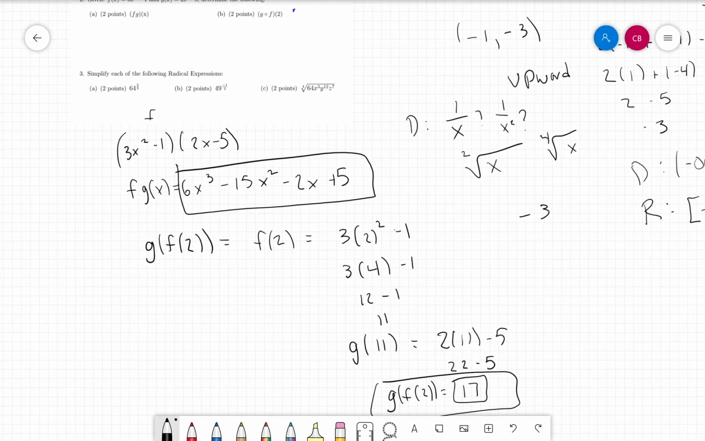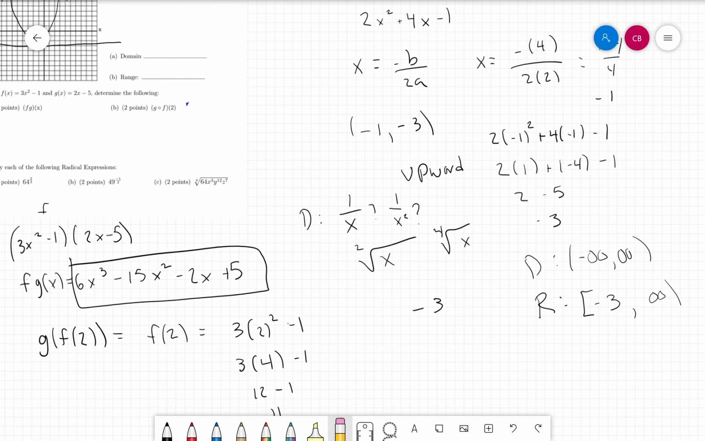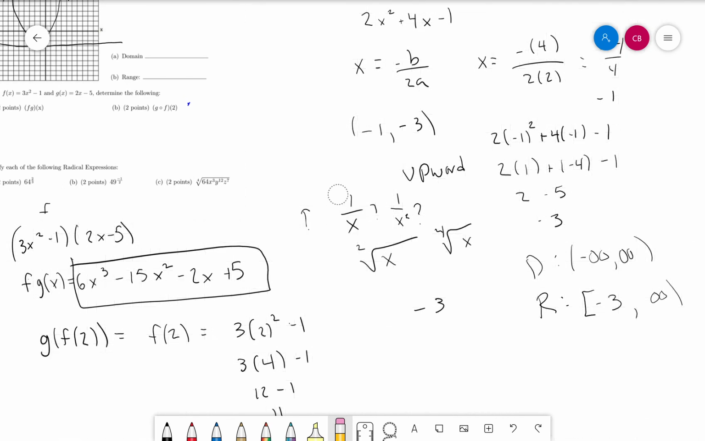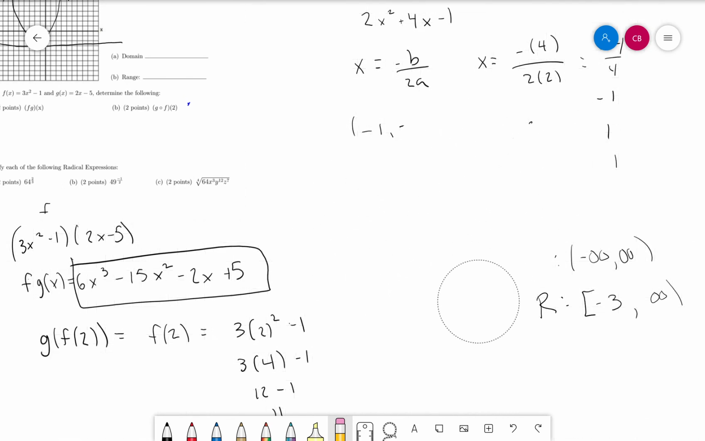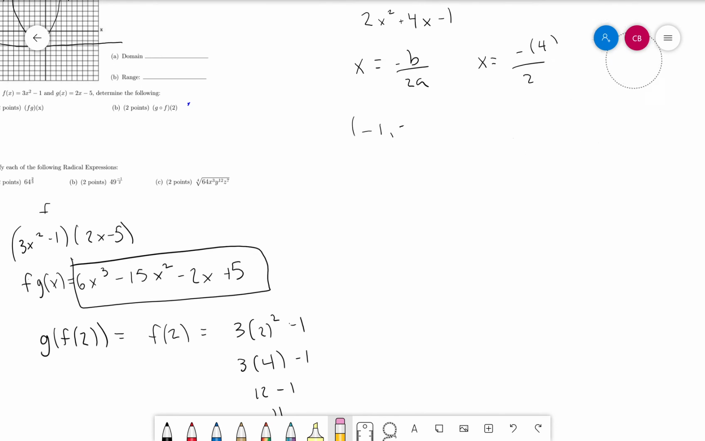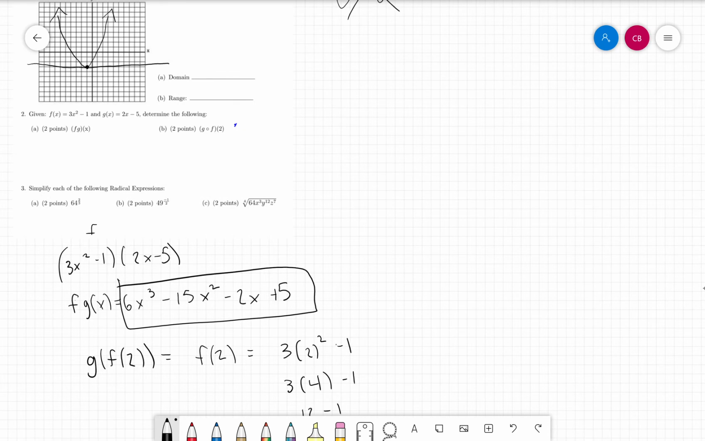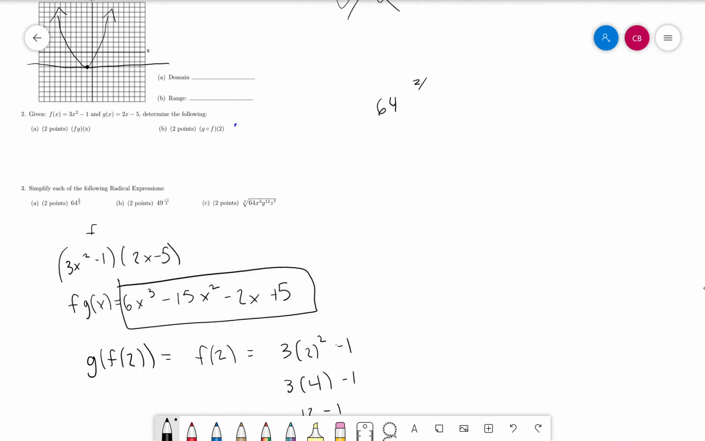Okay, now let's move on to the last ones. We have some exponential powers or something like that. I didn't really look that well. Yeah. So we have 64 raised to the 2/3 power, which is also the cube root of 64 squared.